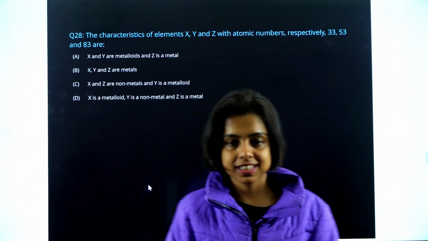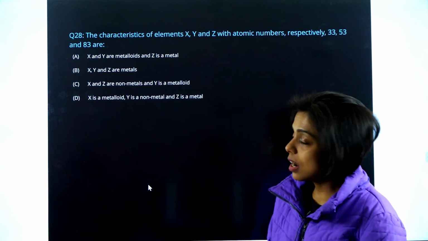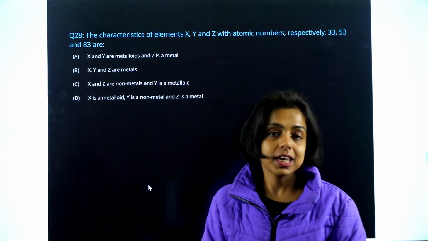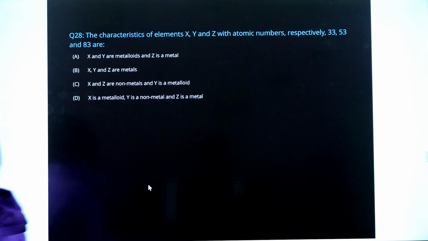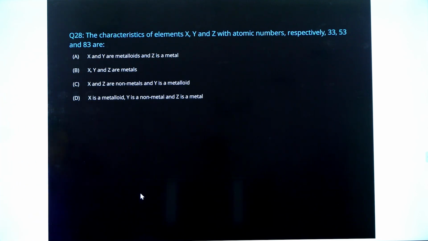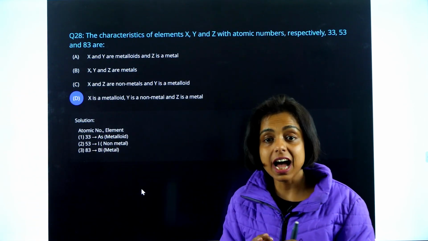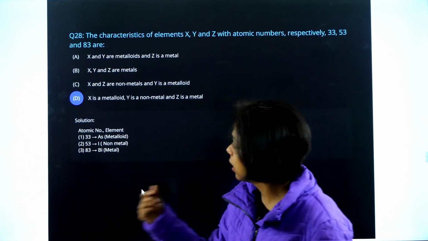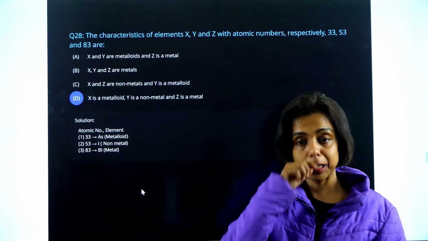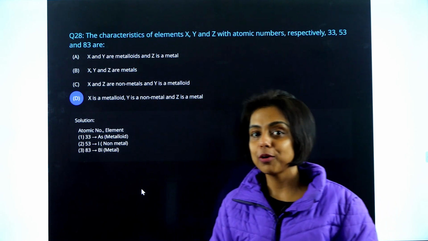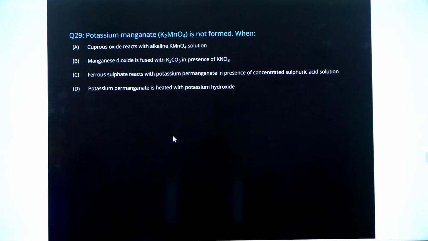The characteristics of elements X, Y, Z with atomic numbers 33, 53 and 83. You just need to figure out which elements have atomic numbers 33, 53 and 83. You're supposed to know the periodic table, and accordingly you can easily answer whether it is a metal, non-metal or a metalloid. Atomic number 33 is arsenic, which is a metalloid. 53 is iodine, that is a non-metal, and 83 is bismuth, that is again metallic behavior. So you should have a pretty good idea about the atomic numbers, so that you can answer this question nicely. Let's move on to the next question, guys.